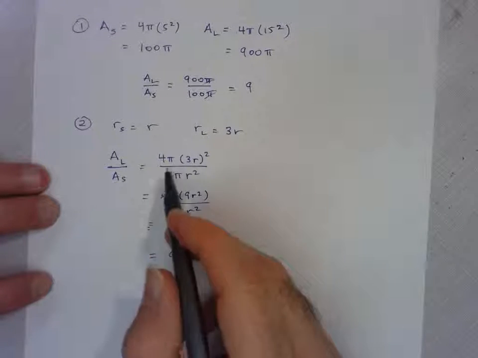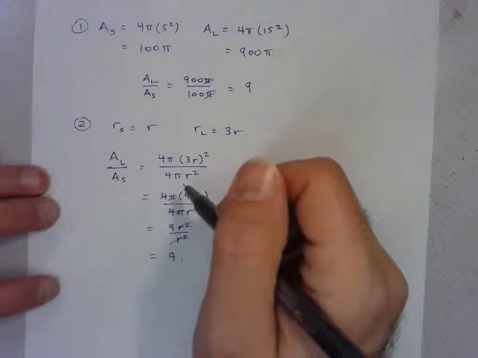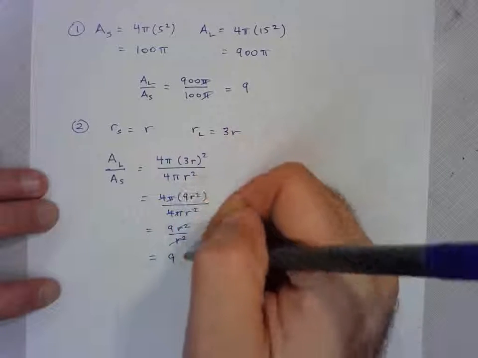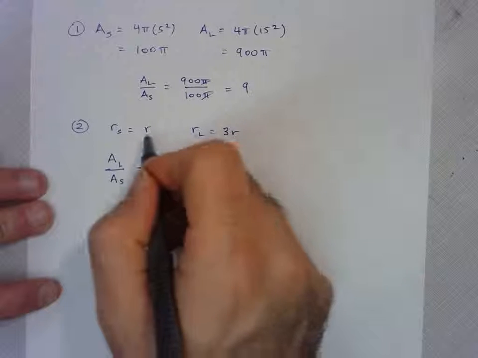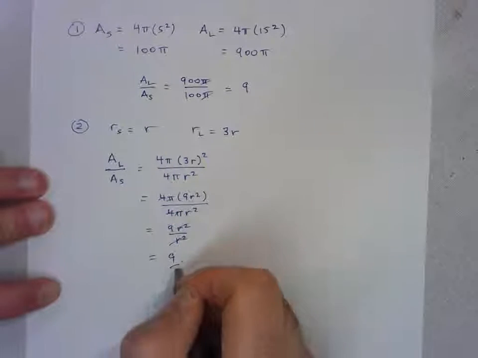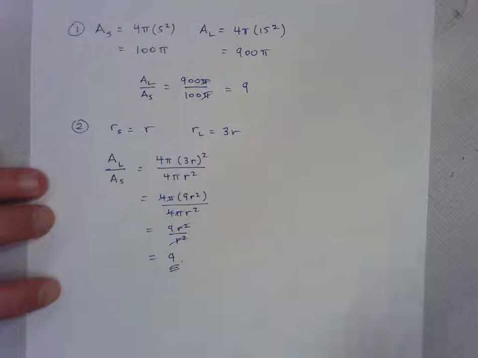So you might say, well, this was more work than that previous one. But the good thing about this second method is it means anytime the radius is 3 times larger, the surface area is going to be 9 times bigger. That's it for this one.